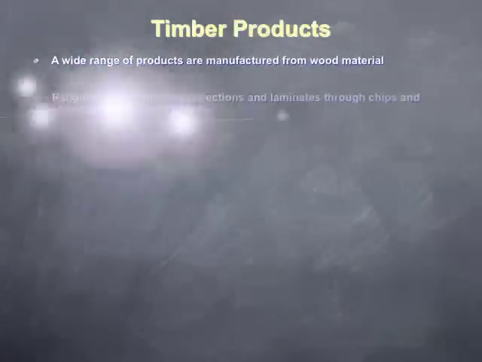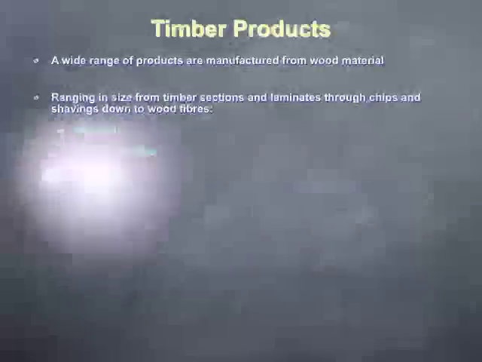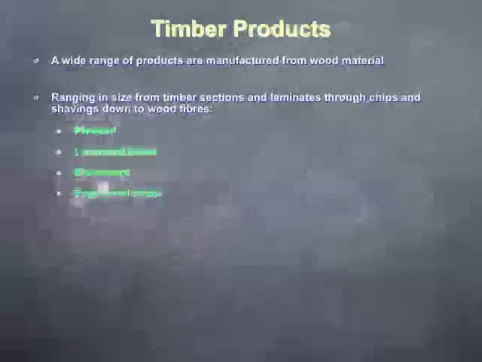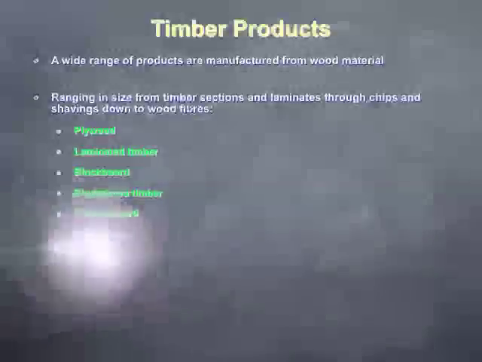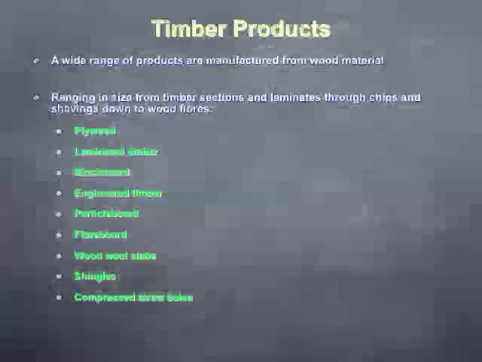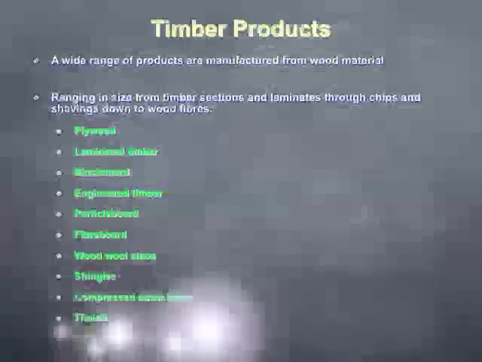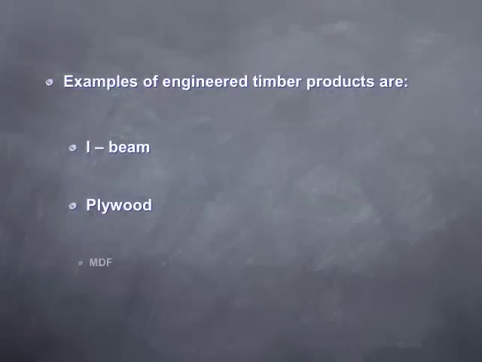Now about different timber products. There are many of them: plywood, laminated timber, blockboard, engineering timber, particle board, fibre board, wood wool slabs, shingles, compressed straw bales, thatch, and medium density fibres, known as MDF. Examples of engineered timber products are I-beam and plywood, and also MDF.